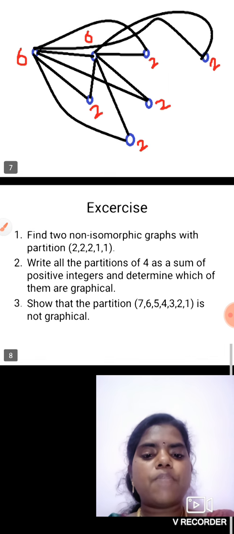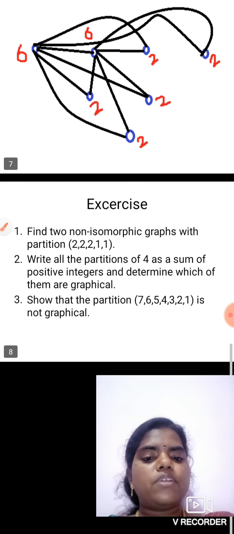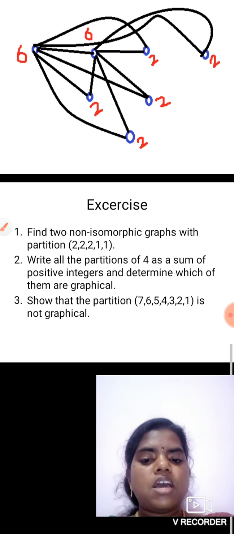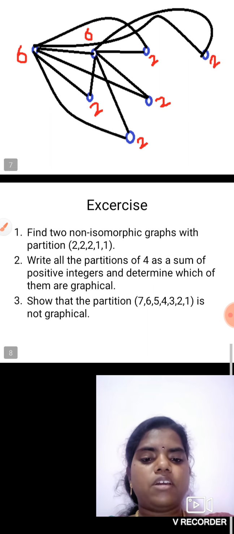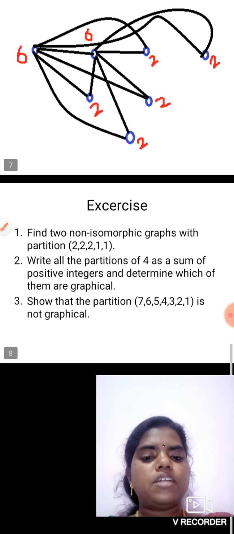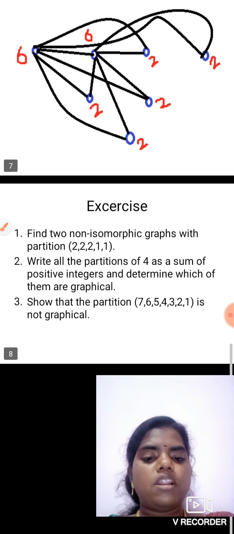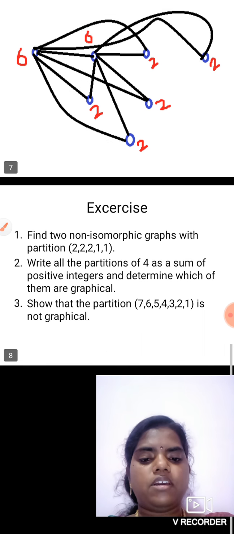Here I am giving you some examples for you to check whether the partition is graphic. The first one is 2, 2, 2, 1 and 1. So, you have to plot a graph with 5 vertices satisfying this condition. Also write all the partitions of 4 as a sum of positive integers and determine which of them are graphical. For example, 4 can be split as 2, 1, 1 and you can also split it as 1, 1, 1, 1. Like this you can have many combinations for 4. Try to find which combinations are graphical. And the last one, 7, 6, 5, 4, 3, 2, 1 is not graphical. Thank you.